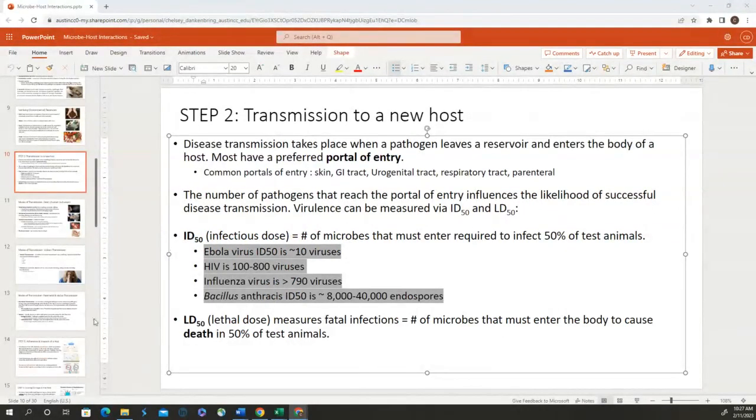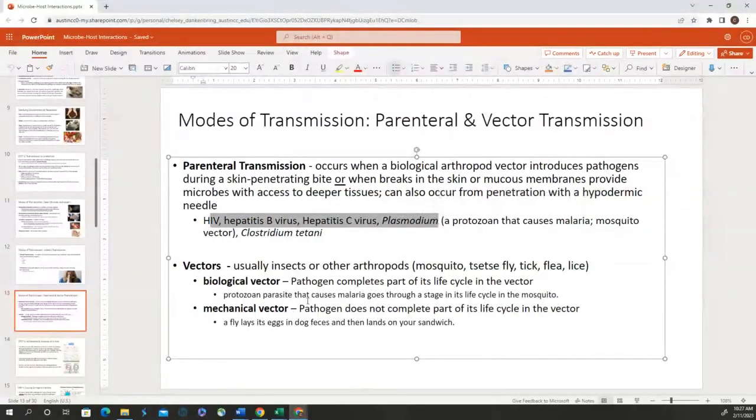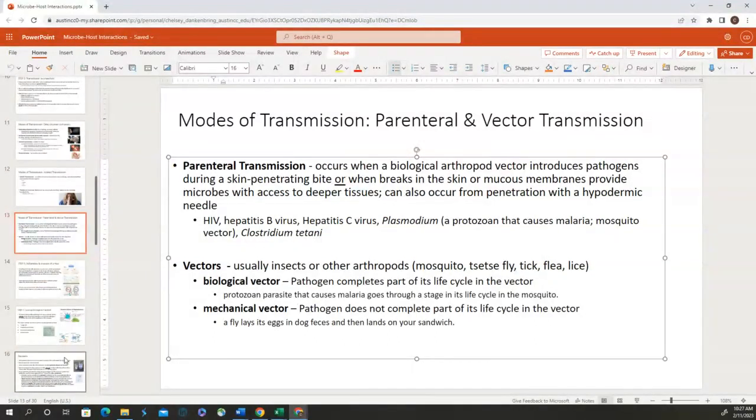You need to know what ID50 is. You need to know what parenteral transmission is, but you don't need to memorize all these diseases. The reason that they're there is because in Unit 4, you do have to know all of them. I'm trying to get you seeing them and familiarizing yourself with them, but you don't need to memorize all of this stuff.